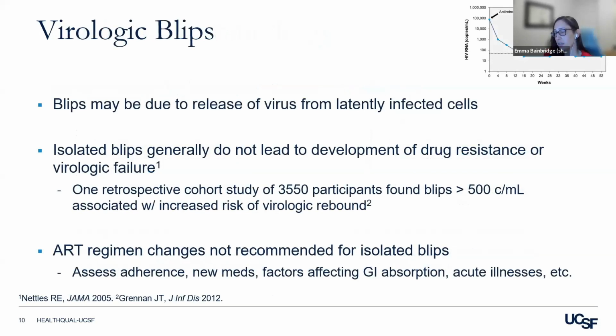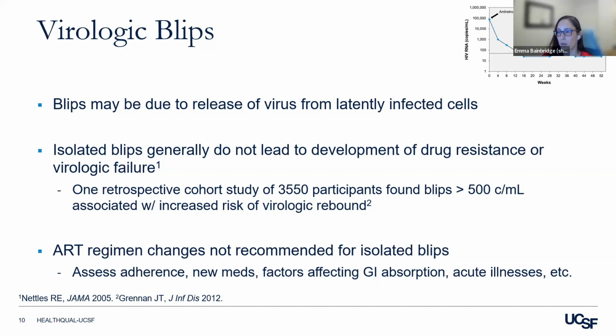And to get into a little bit about why this all matters, we'll start with virologic blips and just talk about the clinical significance. So the idea is that blips are probably related to release of virus from latently infected cells. And so that's not the same pathophysiology as when you see uncontrolled viral replication in an acutely infected individual or someone who has recently stopped taking their ART. This is usually less clinically worrisome or significant.